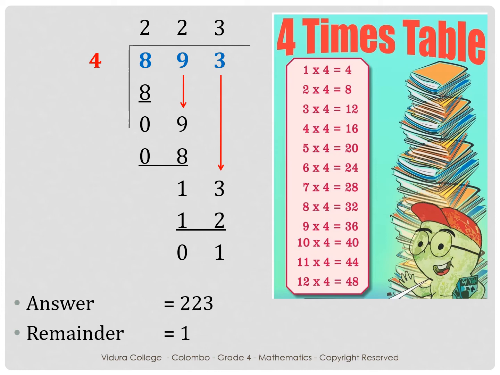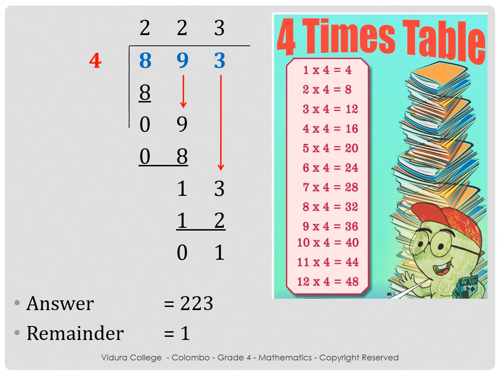Now we want to find how many 4 times are there for 9. Can you say children 4 times 2 equals 8? So above 9 you want to write 2 as shown. Now you want to multiply 4 into 2 equals 8. You want to write 8 as shown. Now children, you want to deduct 8 from 9. What is the answer? Yes, 1. As shown below the line, you want to write it down.